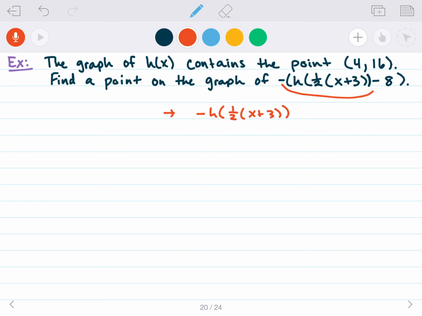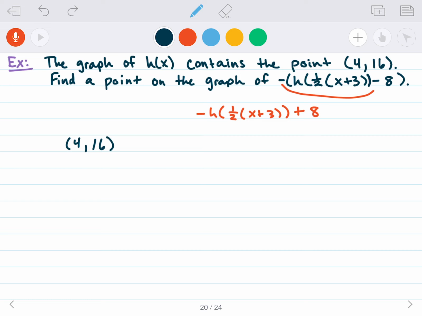And -1 times -8 is going to give me that +8. All right. So there's my function. So we have a function, and this parent function contains the point (4, 16). And the question is, what other point has to be on the graph given these transformations?